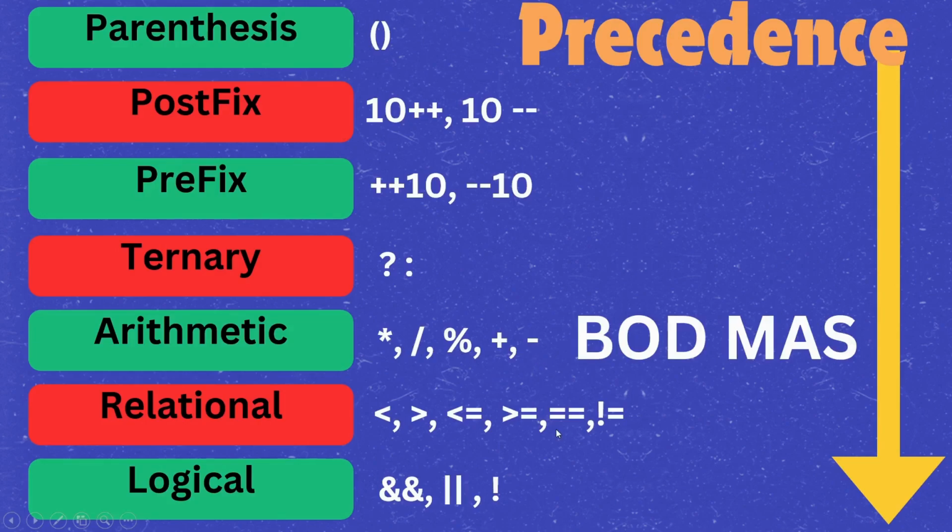How can you remember the different operators in relational operators? First is less than, then greater than, then less than or equal to, then greater than or equal to, then double equal to, and then not equal to. In logical operators, the first preference is AND, which is more powerful because it checks for both conditions. So you can remember it in this manner. Then we have OR, then we have NOT. So let's take some examples and understand this precedence.